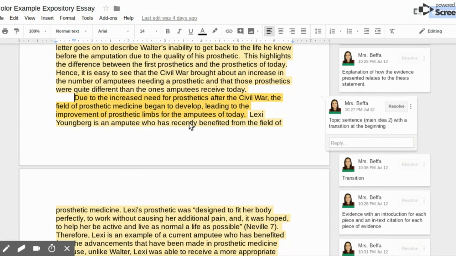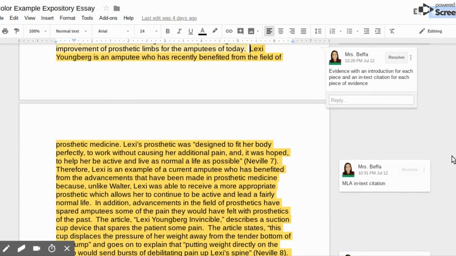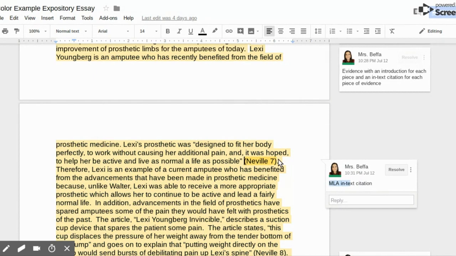So here's my topic sentence, or my main idea for paragraph 2, the fact that because of the Civil War, we were able to improve on those previous prosthetics, and they have become important for people today. Now I need some evidence that shows that they are still important to amputees of today. So the text that would be good for that would be the one about Lexi Youngberg, which was written by Neville. So you can see that I introduced my quote, and then I used my MLA in-text citation.